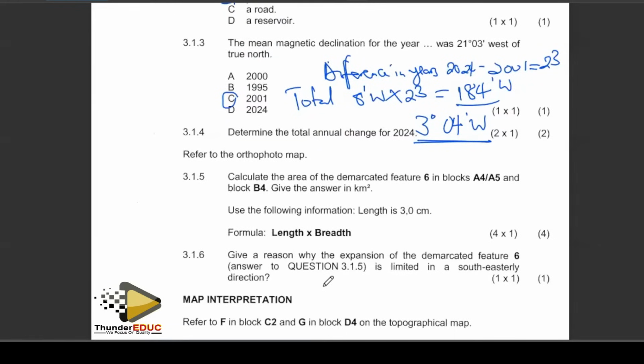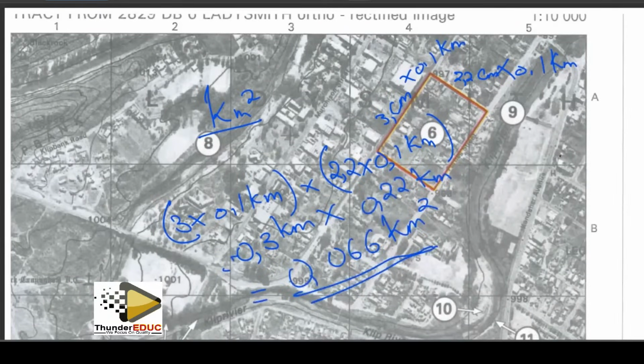Give a reason why the expansion of the demarcated feature 6 is limited in a southeasterly direction. Let's go back to our map and see where our southeasterly direction is and why it is practically impossible for that feature to expand.